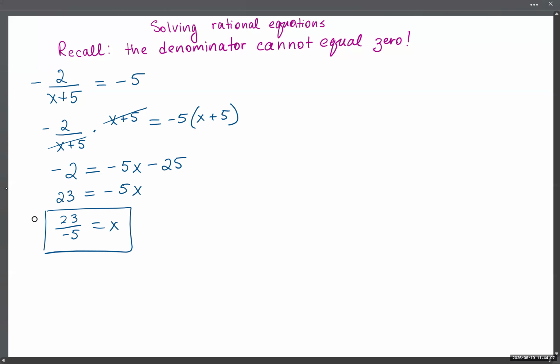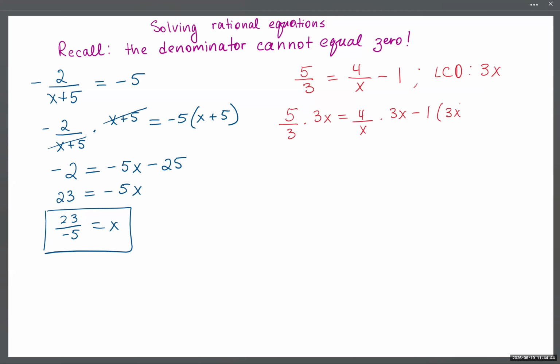Let's try a different example. 5/3 equals 4/x minus 1. Now, in this particular example, we don't just have one thing in the denominator, we have two. So the least common denominator is 3 times x. So we're going to multiply the whole equation, every term, by the least common denominator. So 5/3 times 3x equals 4/x times 3x minus 1 times 3x.